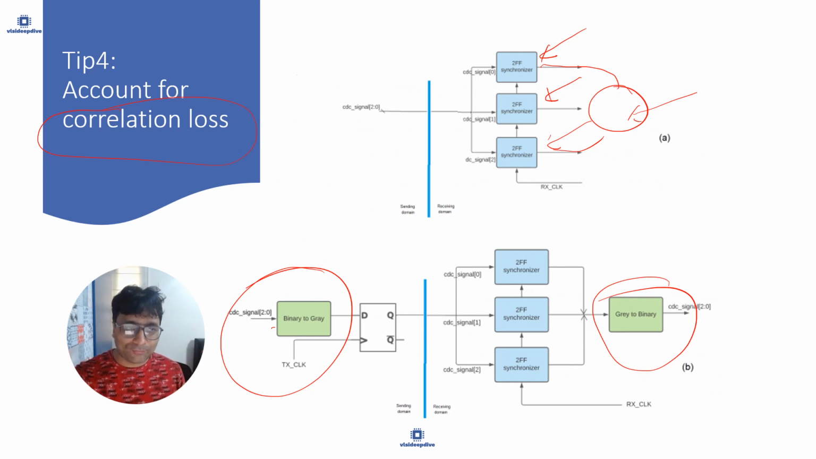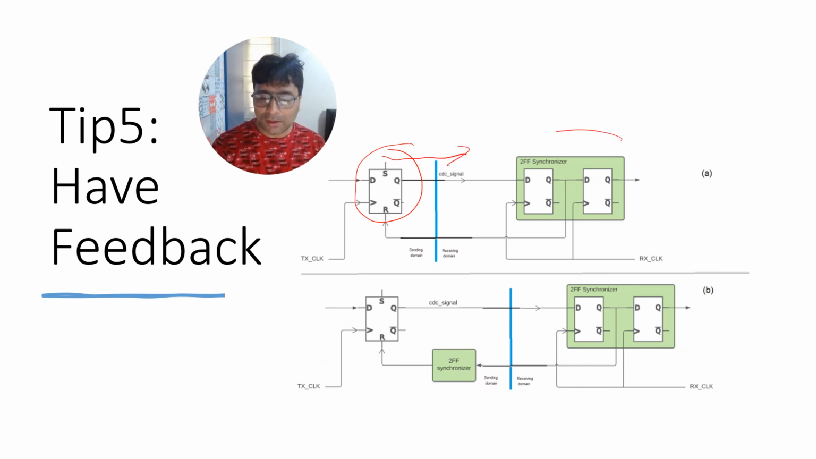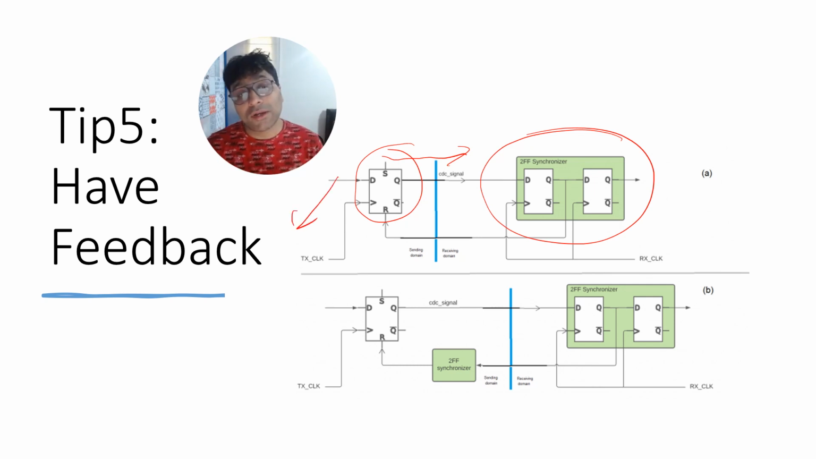Tip number 5, have a feedback, have an acknowledgement signal. If you don't have feedback, let's say you're transferring a pulse from here, from the transmitting domain to the receiving domain, the transmitter does not know when to send a new pulse again. Unless you're really relying on particular frequencies of the design, if the design frequencies change, this circuit will stop working. So always have a feedback or acknowledgement when designing these synchronization protocols.